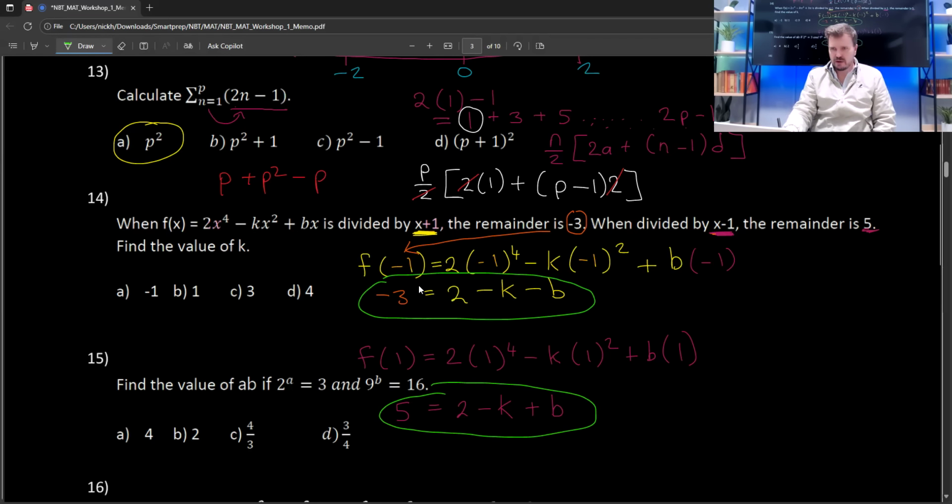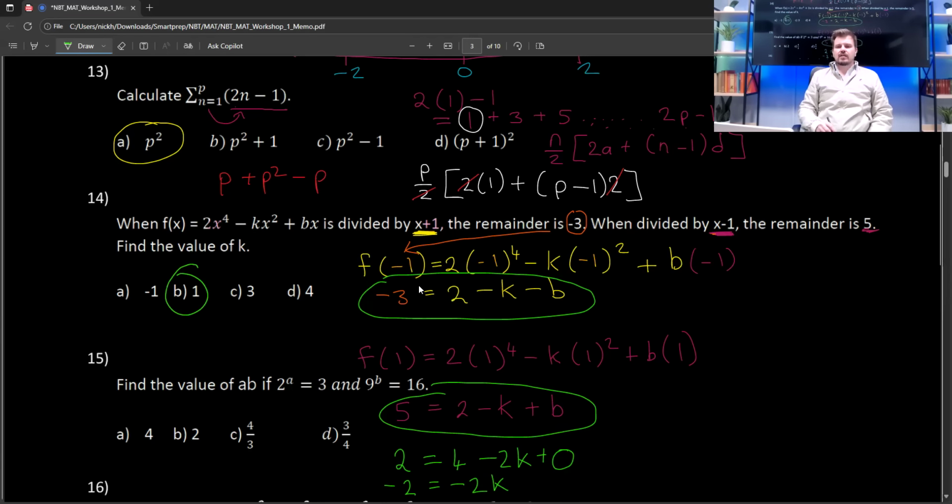Let's see how. Negative b plus b gives you 0. Negative k plus negative k is minus 2k. 2 plus 2 is 4. Negative 3 plus 5 is 2. Take the 4 across, I get minus 4. Minus 4 plus 2 is minus 2 equals minus 2k. So k must equal 1. So the answer is B.